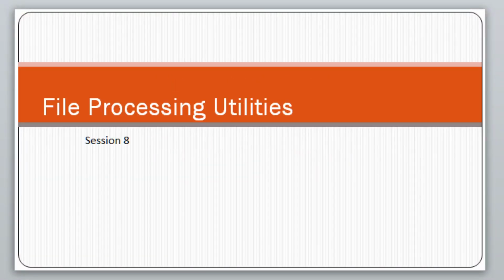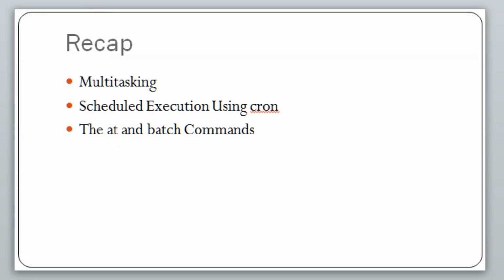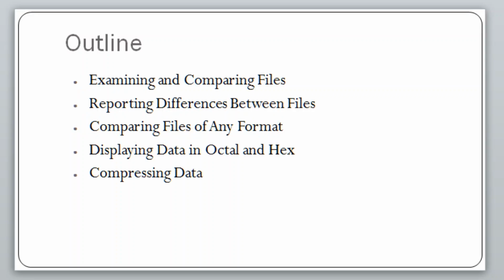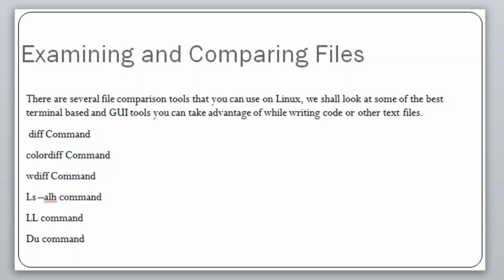So today we're going to be going over file processing utilities. Last session we went over multitasking, scheduled execution and usage of cron jobs, and we also went over the at and batch commands. Today we're going to be going over examining and comparing files, reporting differences between files, comparing files of any format, displaying data in octal and hex, and compressing data. Let's start off with examining and comparing files.